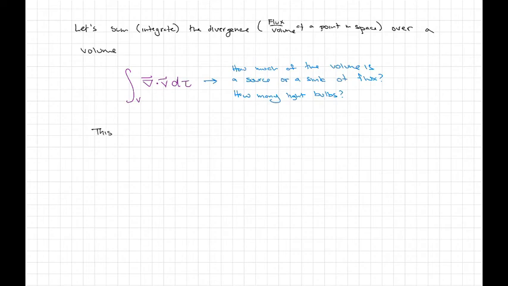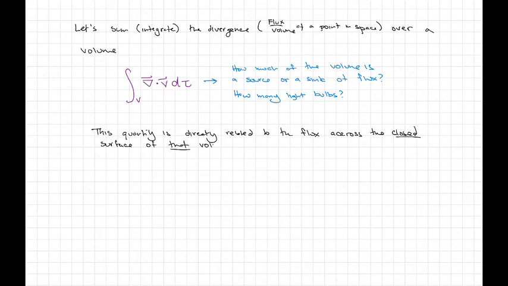So this quantity is directly related to the flux across the closed, it's got to be closed, surface of that. And by that, I mean the actual volume you're doing the integral over. So if I think about doing this integral, the result's going to be related to the flux at the surface of the volume that I did the integral over.